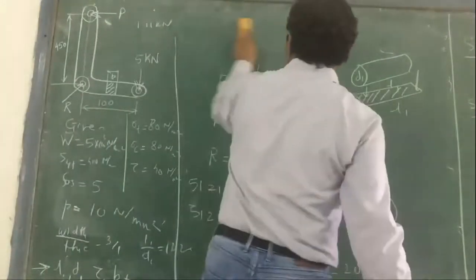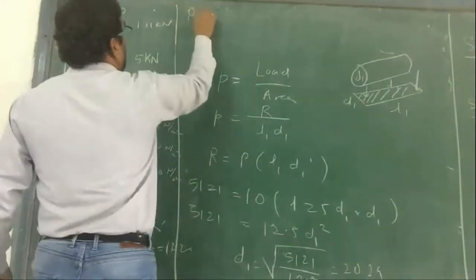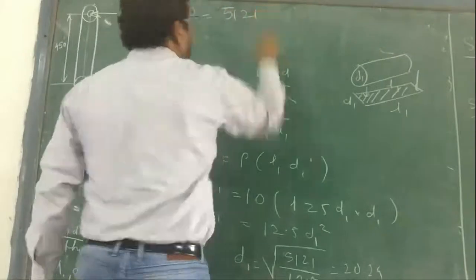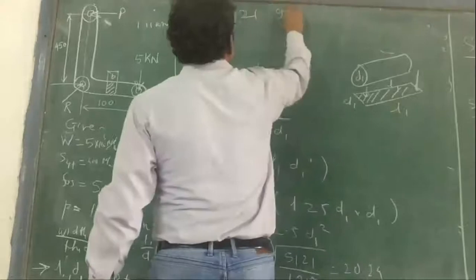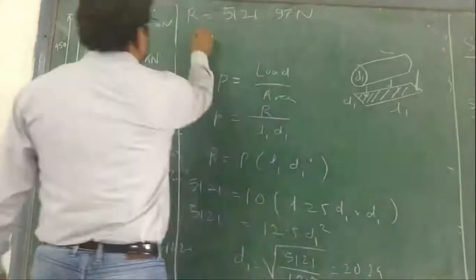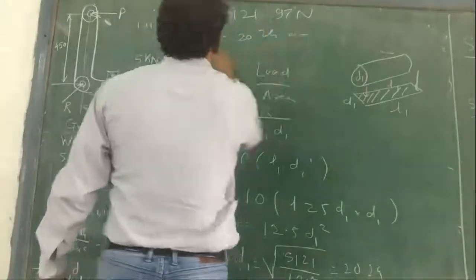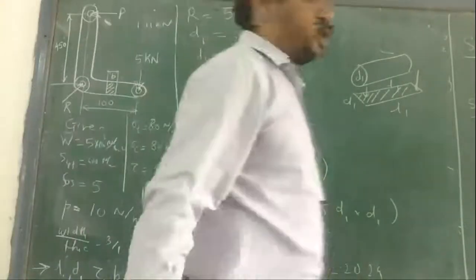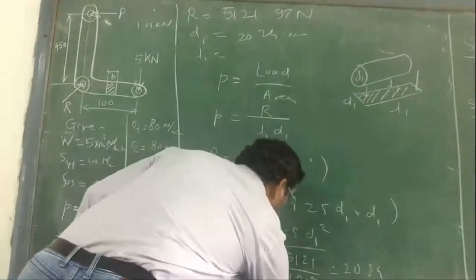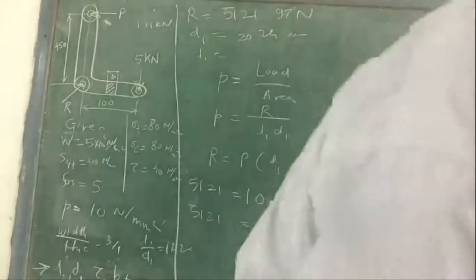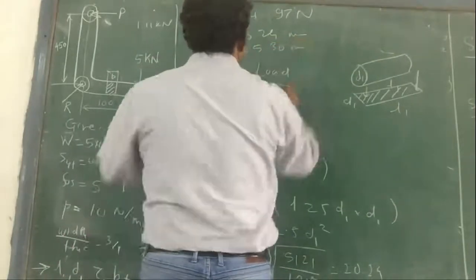Let me just erase this. What we got now is R as 5121.97 Newton. Then we got D1 as 20.24 mm, and L1 is 1.25 times D1. So L1 is 1.25 times D1, which comes down to 25.30 mm. So these are the dimensions.